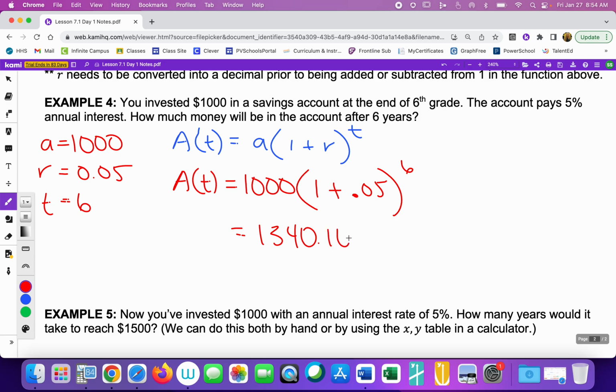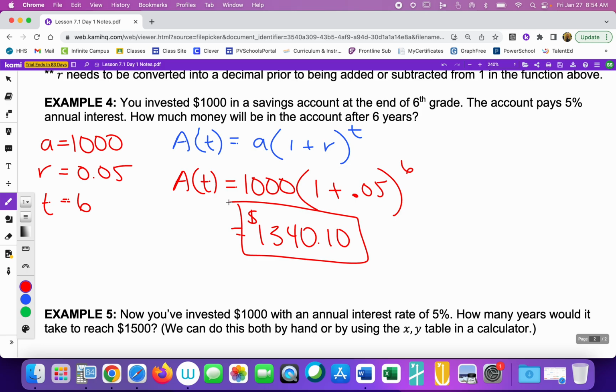$340 and 10 cents. So after 6 years of the money just sitting there, you made $340. Okay, that's actually a very high percentage. Now you'd be lucky to get that. Obviously, if you put more money in there, would you get more because of the percentage? Yes. All right. But for just sitting there, you get an extra $340. So, not a bad idea. All right. But is everyone clear on how to set it up and evaluate?